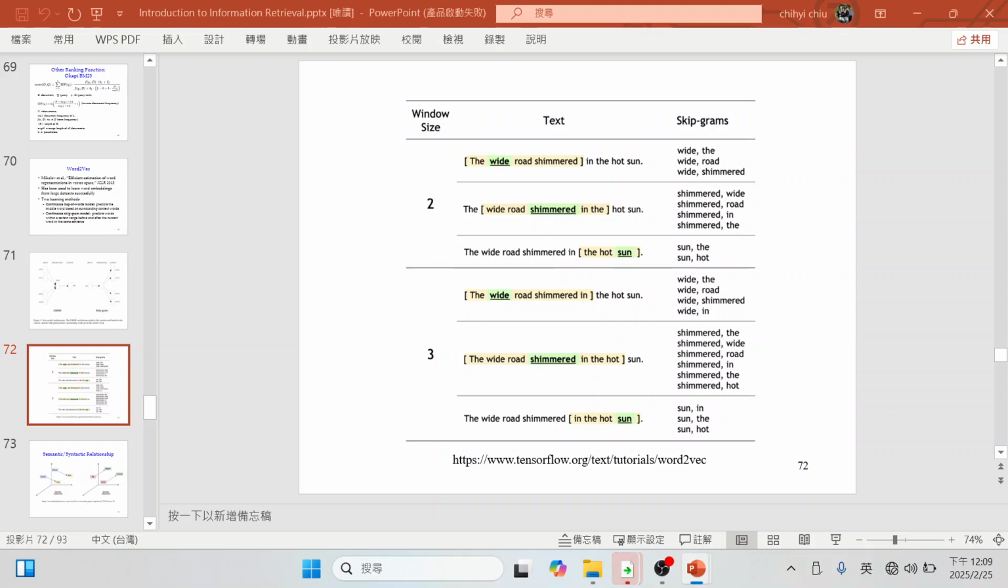Okay, if your window size is 3, you have to expand to generate more skip-grams like this. Here, if your anchor word is shimmer, your first 3 tokens and the last 3 tokens will pair together with shimmer to generate your skip-grams. Okay, any problems? Later we will use the anchor word as your input and this paired word as output. We use it to do the prediction.